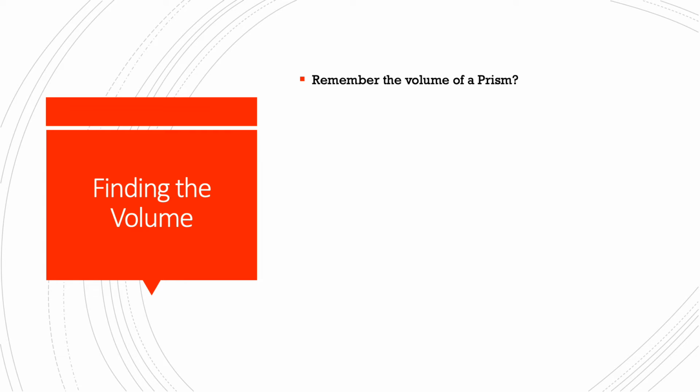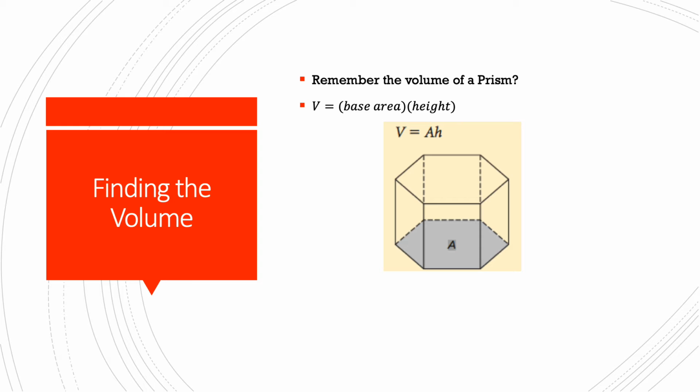If you think back to the volume of a prism, which we just did, you had the volume as the base area times the height. It looked a little something like that. That's what we want to think about when we look at pyramids and cones.